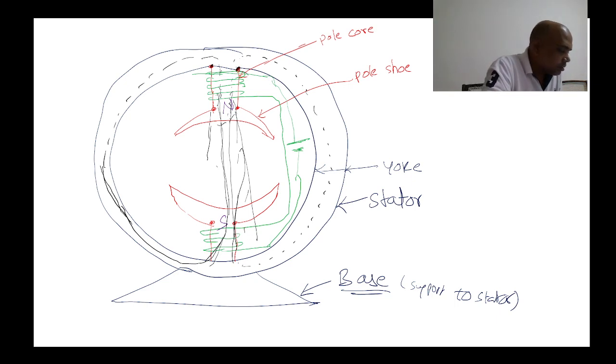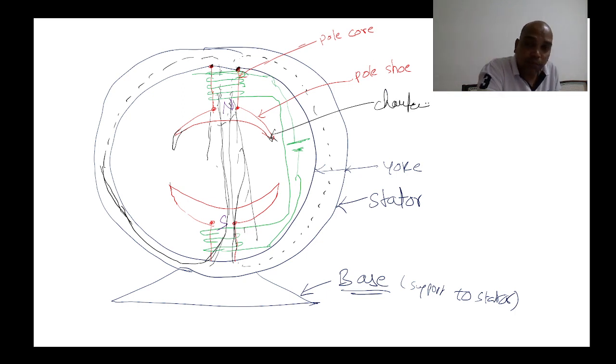What is the function of the pole shoe? The pole shoe is attached to the pole core, and here it is chamfered. Why is the pole shoe chamfered? To get a sinusoidal waveform, and the air gap between the pole shoe and the armature conductor is very small.